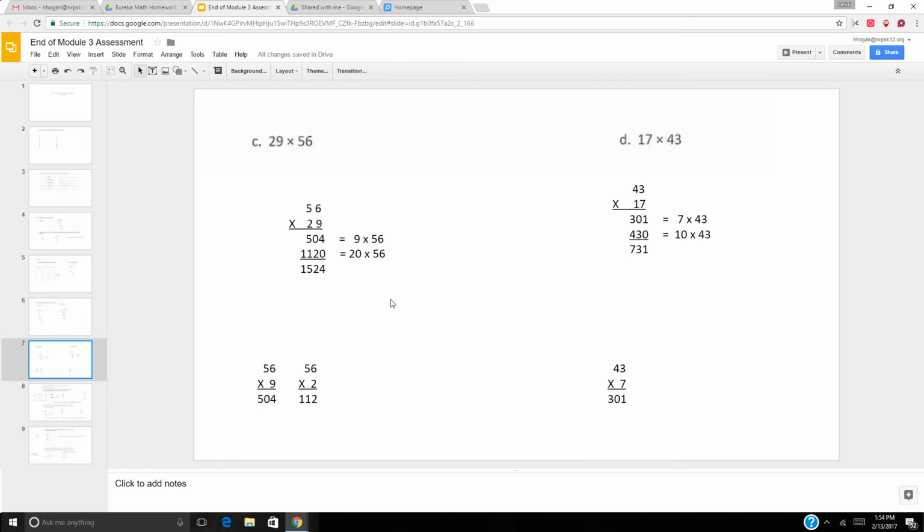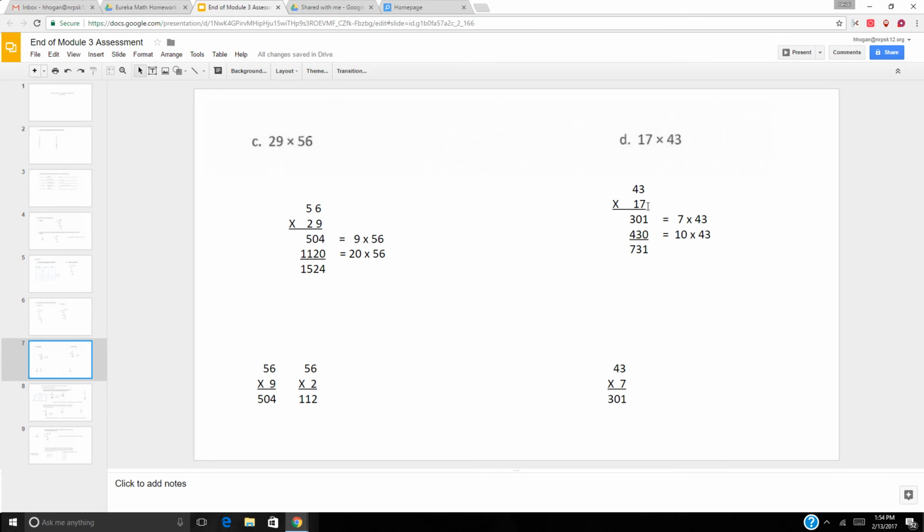And now we're going to multiply. So we can use our partial products. You can use 2 partial products or 4 partial products, whatever is easier for you, or the associative property, if that's easier for you, whatever works. So 56 times 29. That's 9 times 56 and 20 times 56. 9 times 56 is 504. 2 times 56 is 112, so it's 1,120. And if we add those together, we get 1,524.